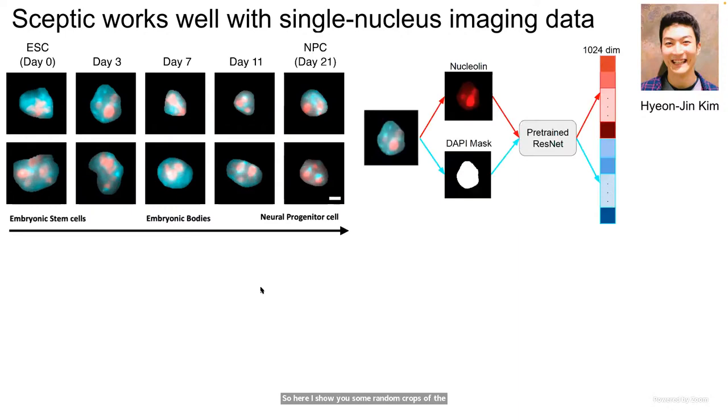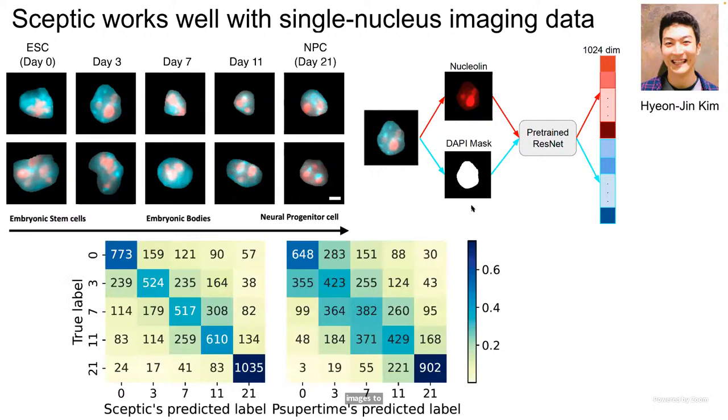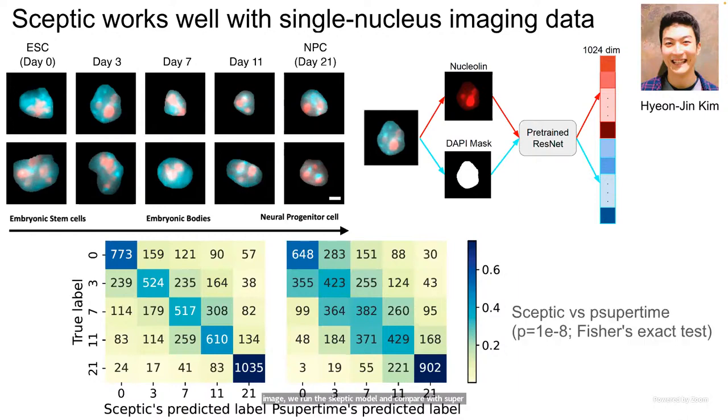Specifically, instead of running on the 2D image itself, we adopt an image processing pipeline which uses a pre-trained residual net to embed all the 2D images into a 1024 dimensional representation. After we have the 1D vector for each image, we run the SCEPTIC model and compare with Supertime. Again, our model achieves improved classification accuracy, and the improvement is significant according to the Fisher exact test.